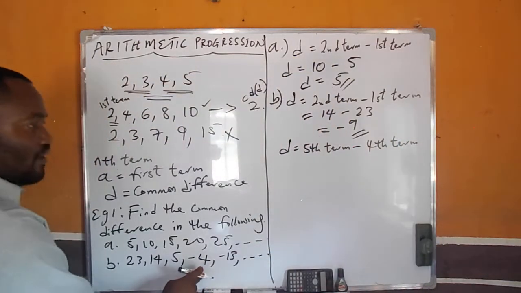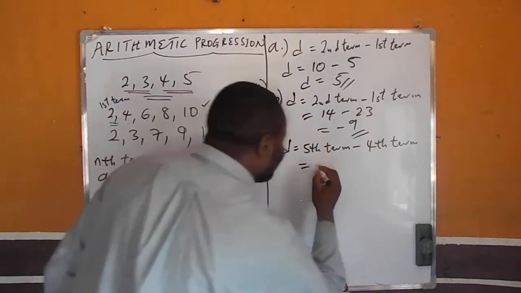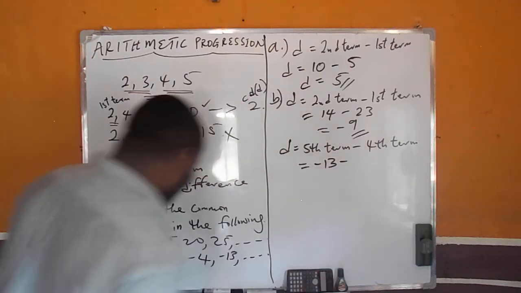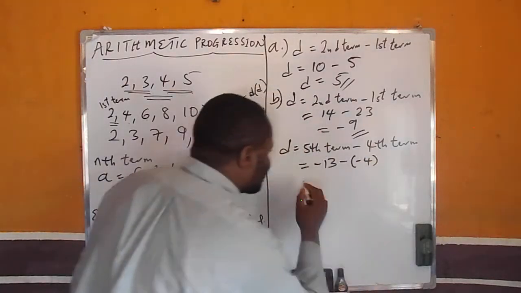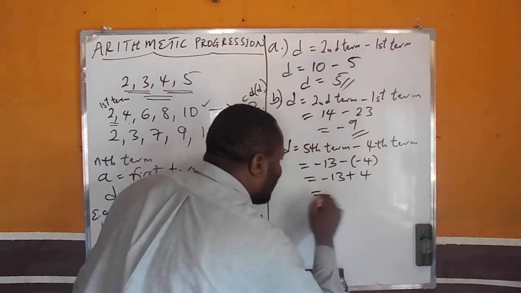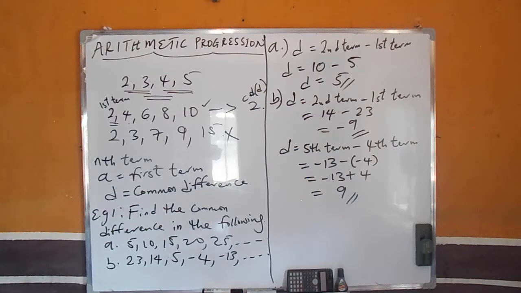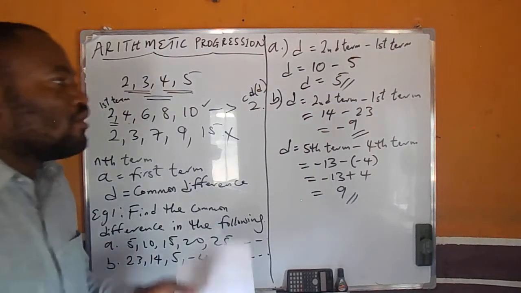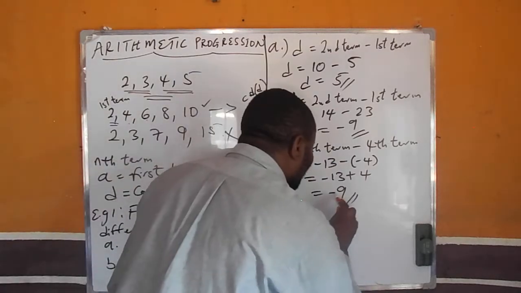So we will use the fourth term, which equals the fifth term here: negative 13 minus, what's here? The fourth term is negative 4, in brackets, minus 4, which equals negative 13 minus plus 4. Negative 13 minus 4, we still have 9. That is what we say: it increases or decreases in the same way.